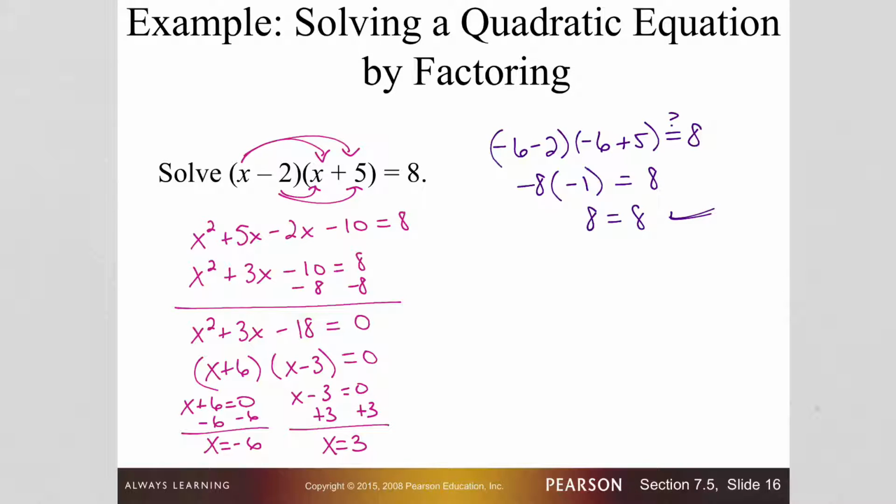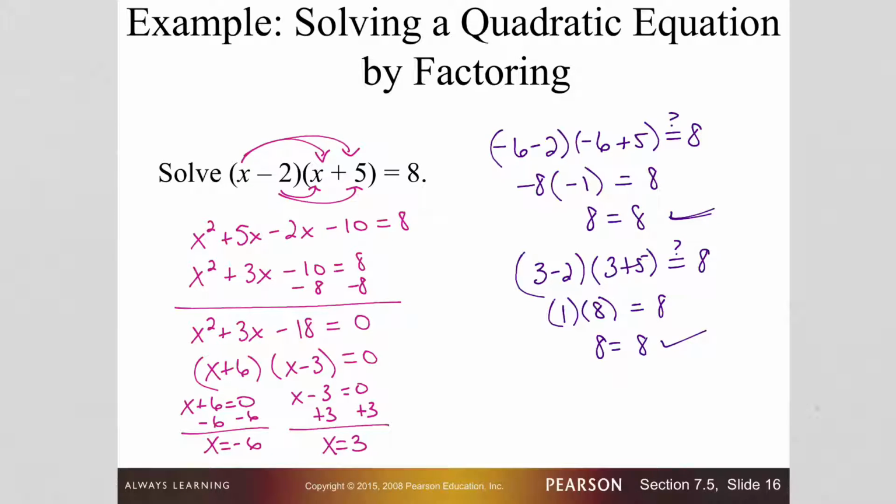So now I'm going to try 3. I'm going to put 3 in where I see both of those x's. And I'm going to hope that they equal positive 8 whenever I get finished simplifying. 3 minus 2 is 1. 3 plus 5 is 8. 1 times 8 is 8. 8 equals 8. I'm all good. So I know that these two are the correct answers.